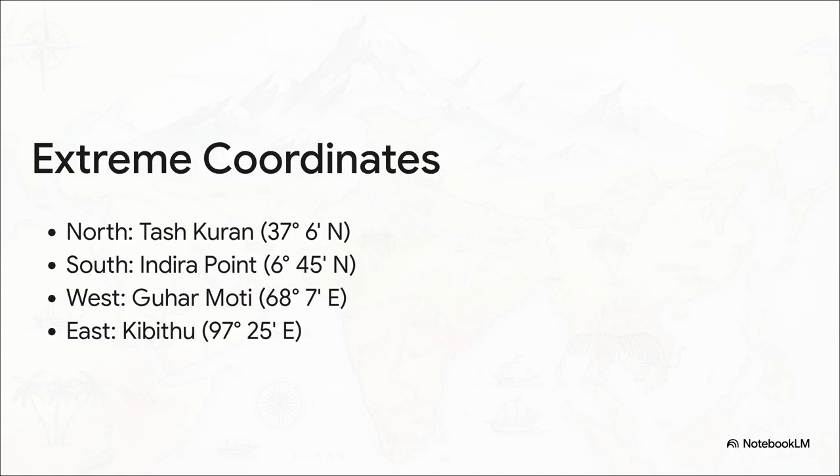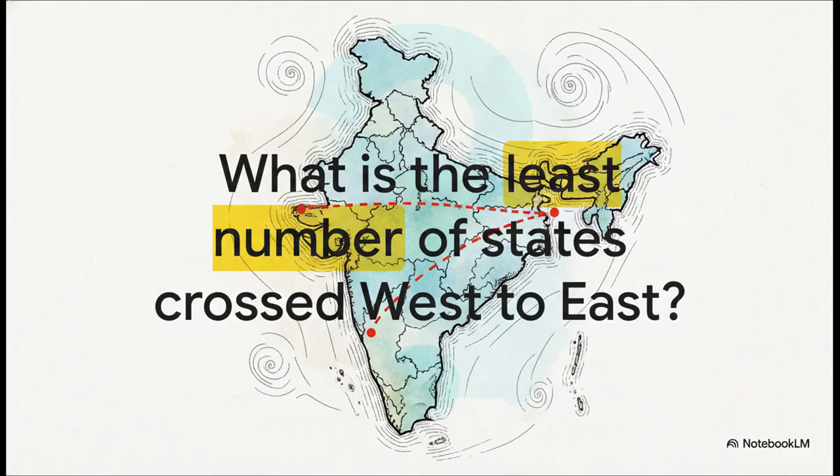And going horizontally, from Guhar Moti out west to Kibithu in the east, that spans a staggering 2,933 kilometers. So try this little thought experiment. If you started at Guhar Moti in Gujarat and drew a perfectly straight line over to Kibithu in Arunachal Pradesh, what is the absolute shortest state-by-state path? How many state borders are you crossing? It's a really fun way to test your mental map of the country's internal geography.